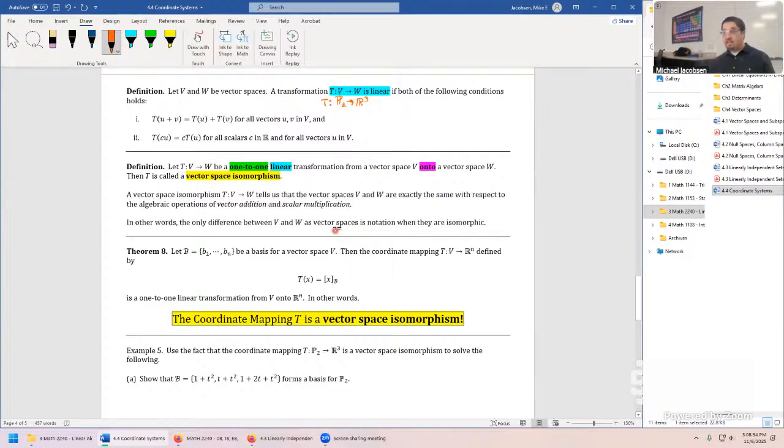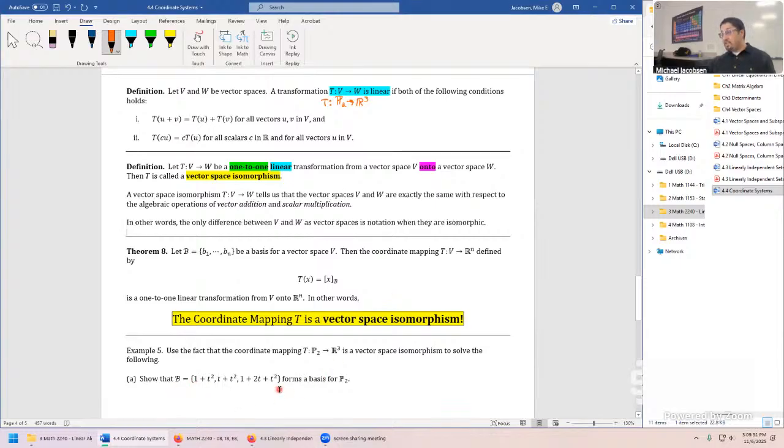So vector spaces that have that isomorphism are exactly the same. They have the same structure. And one concept that holds in a domain will also hold in the codomain. So this is the mapping that we were discussing at the very top of the notes. If you have a basis B for a vector space V, the mapping that goes from that vector space V into Rn, defined in this way, producing the coordinate vector, is a 1-to-1 linear transformation from V onto Rn. It's in fact an isomorphism itself.